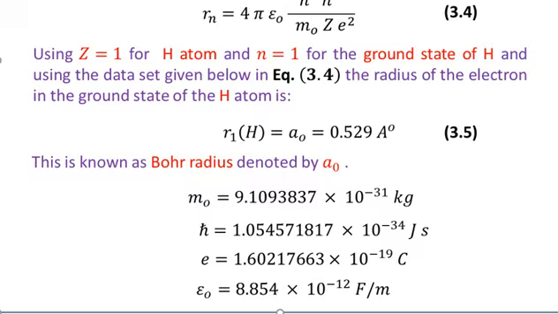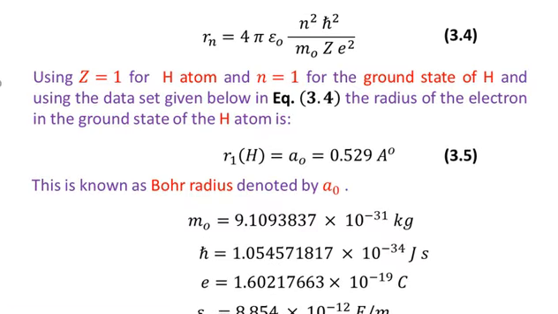So using these values in the formula of equation number 3.4, we can find the value of R1 of the hydrogen atom, which we denote by A naught, equal to 0.529 angstrom. So you see that this is the value of the first radius, or the closest radius, of the electron around the nucleus of atomic hydrogen, which is given by R1, and we have denoted it with the symbol A naught. And this value is 0.529 angstrom.